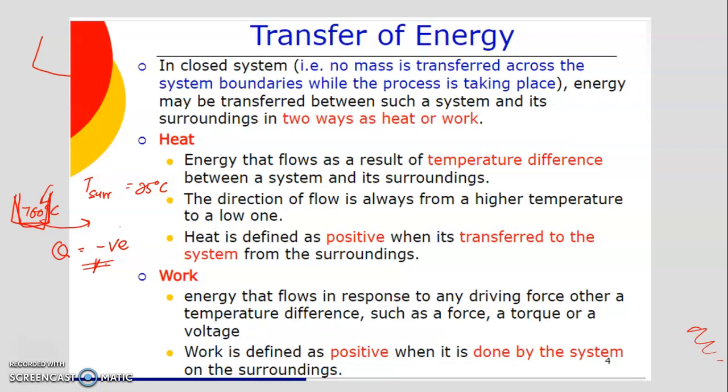For heat, it is energy that flows as a result of temperature difference. If we have a delta T between the system and its surroundings, it means there is heat. The direction of flow is always from a higher temperature to a lower one. It is transferred from the higher temperature area to the lower temperature area.